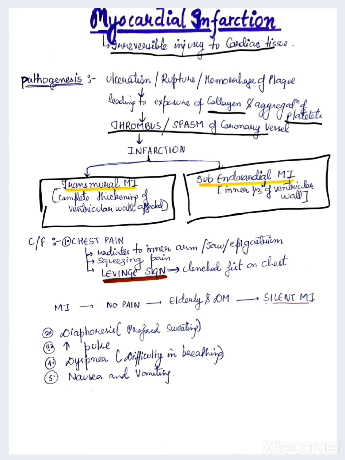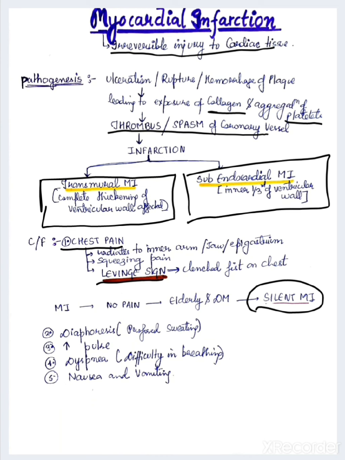Now the clinical features of myocardial infarction are chest pain, which radiates to inner arm, jaw, and epigastrium. Squeezing pain is there, and the Levine sign, which means clenched fist on chest. And MI where there is no pain, seen in elderly or in patients suffering from diabetes mellitus, is known as silent MI. So it occurs in elderly or patients of diabetes mellitus where there is no pain.